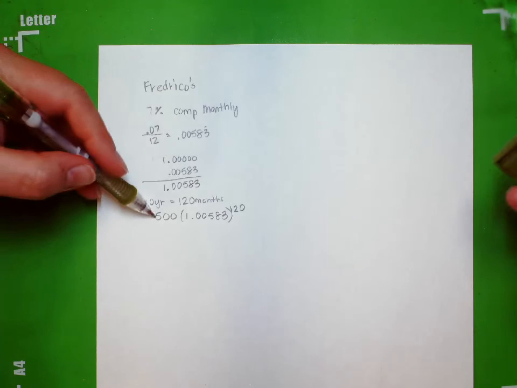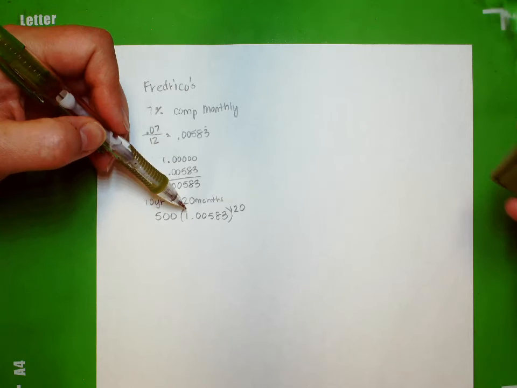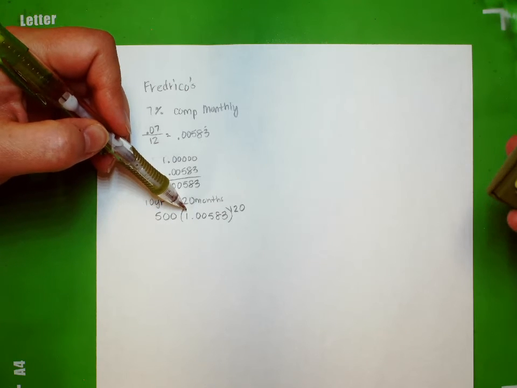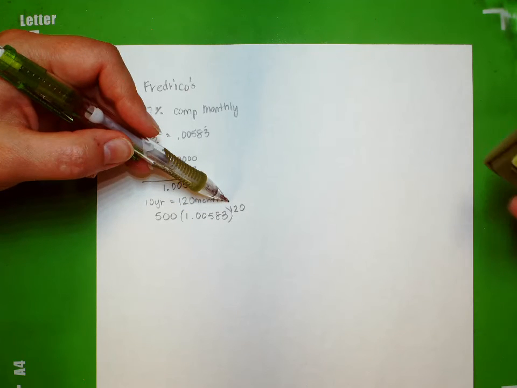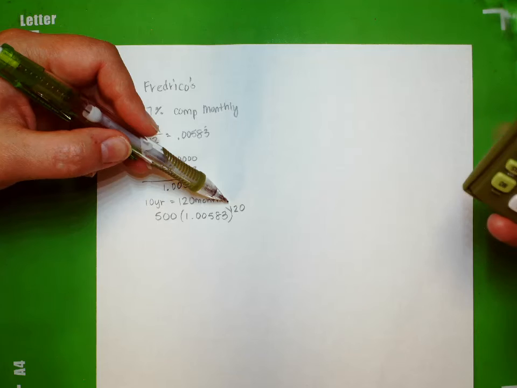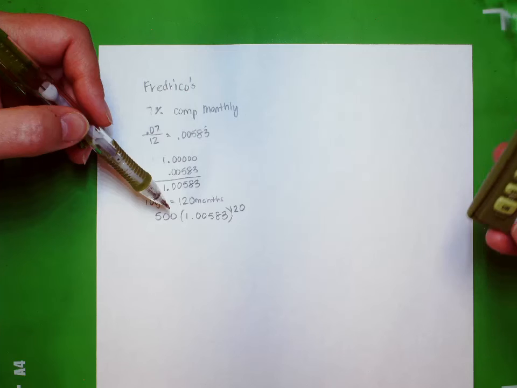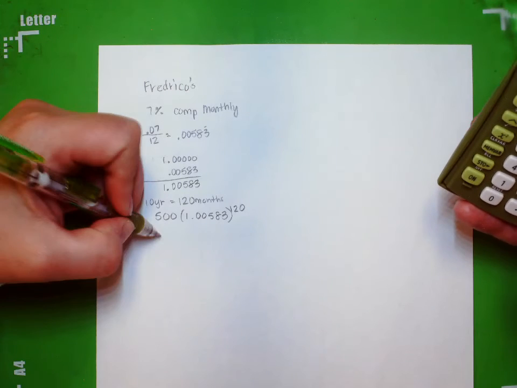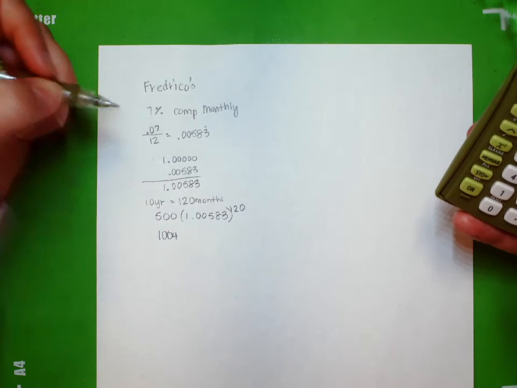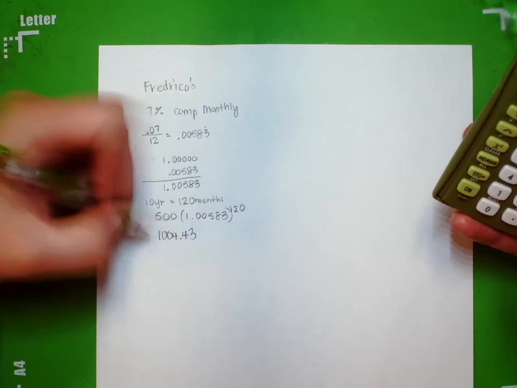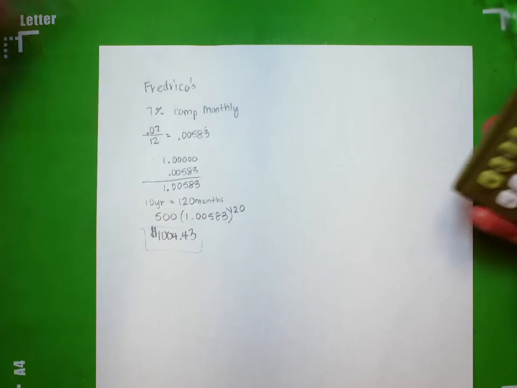To calculate how much money would be in this account after 10 years, it helps if you start by plugging in your growth. 1.00583 to the 120th power equals 2 point some number, then we're going to multiply that answer by 500. And we get, after 10 years, there would be $1,004.43. So after 10 years, this is how much money is in Frederico's.